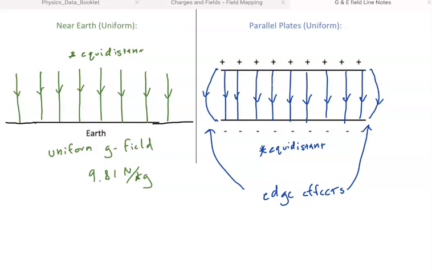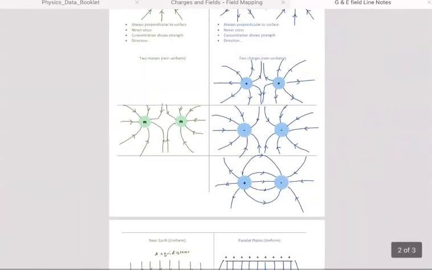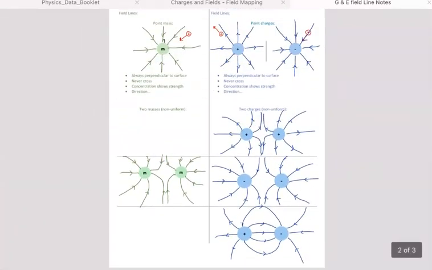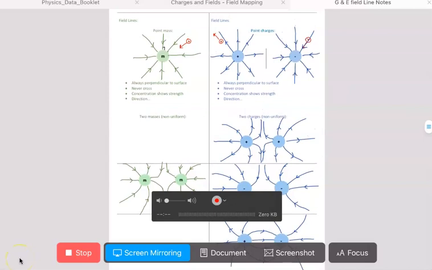So right now, all we need to do is identify how field lines are drawn in uniform fields, such as these. These are the only two that you'll be working with in uniform, near a planet or inside of a parallel plate, and non-uniform when you have point charges all around. All right, that sums it up.